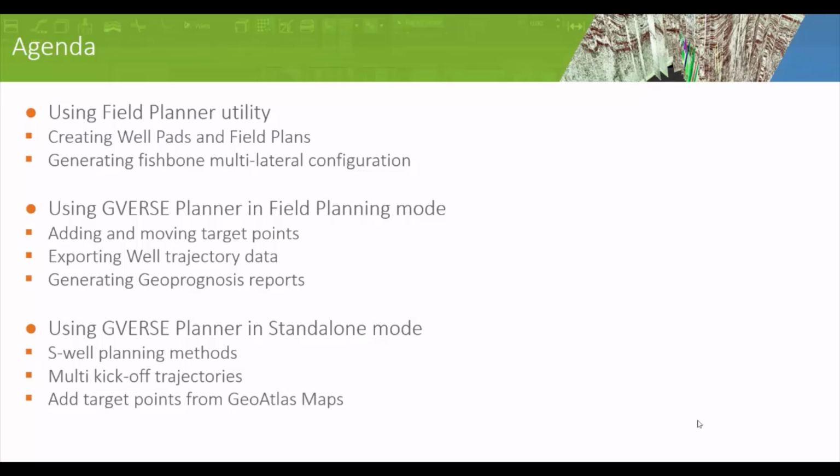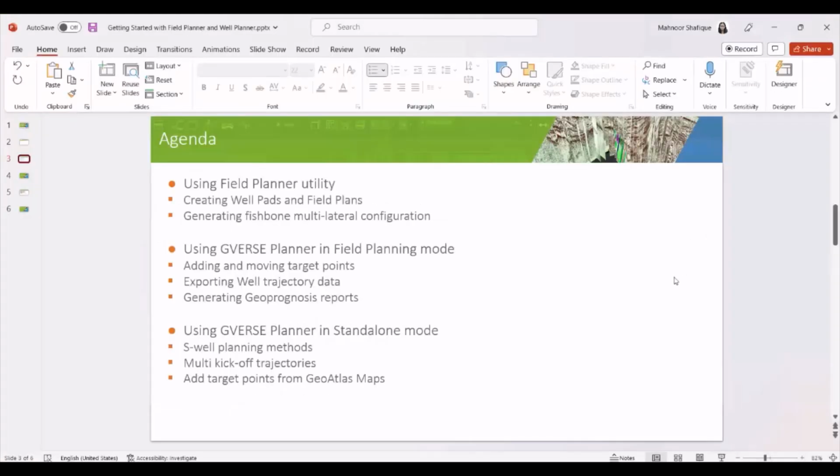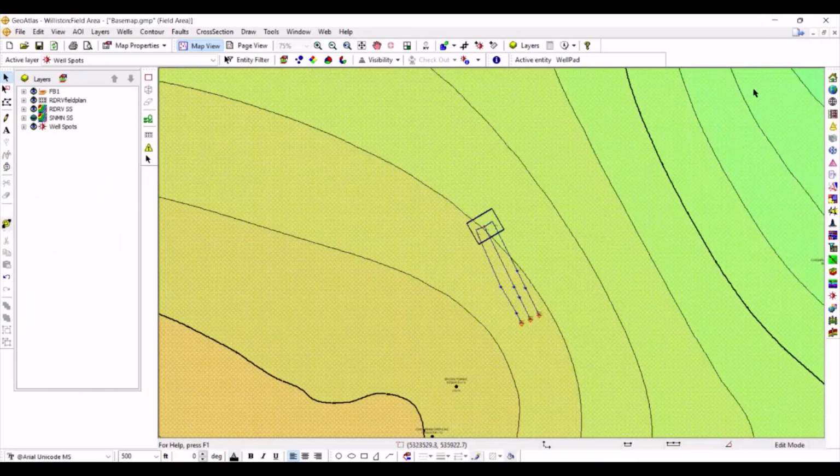So we'll begin with the field planning module, and for that I'm going to go ahead and launch the GeoAtlas window. Okay, so here in the GeoAtlas window I have a saved map opened up, and for the field planner utility to work effectively it is necessary for a saved map to be opened up within GeoAtlas. You can either open an existing map or you can create one on the go and then save it.